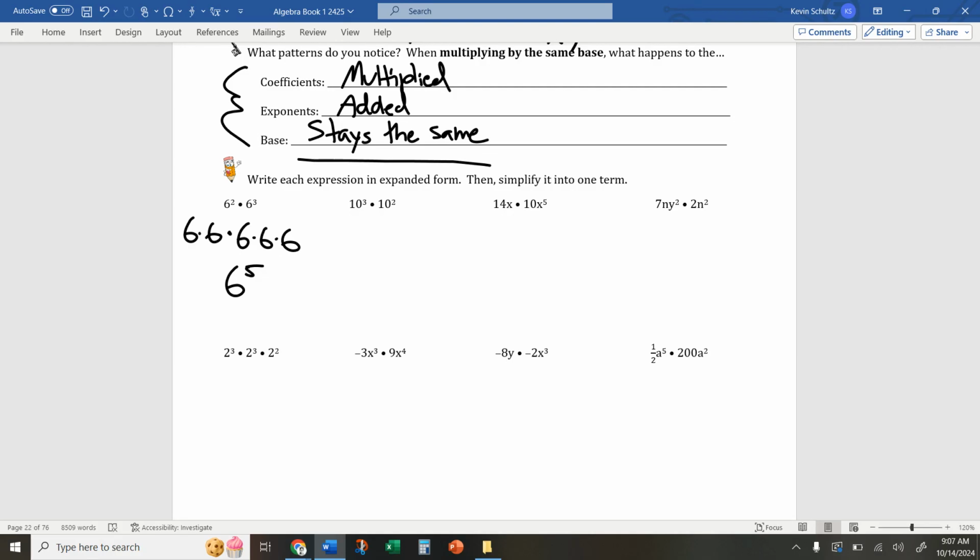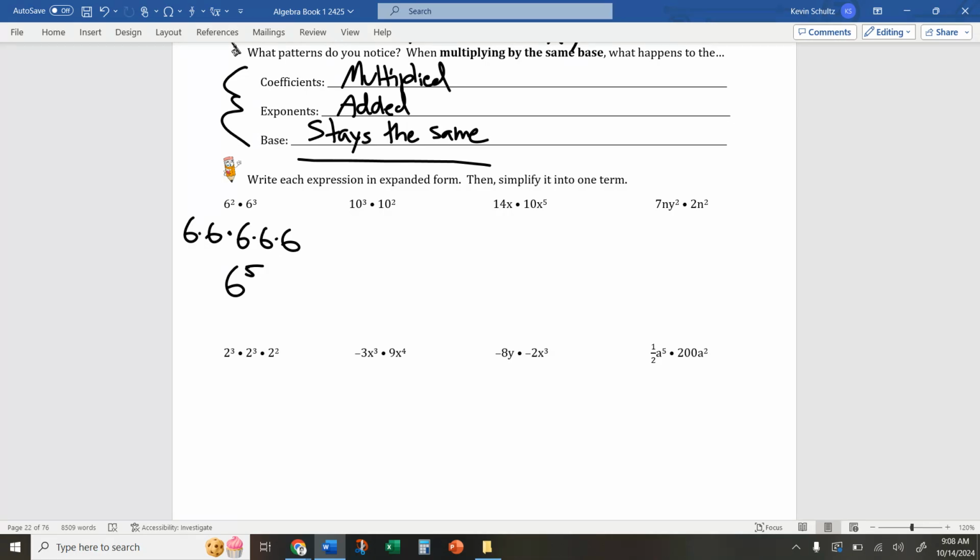Okay? So pay very close attention to when a number is a coefficient and when a number is a base. If it's a base, it doesn't change. Because if you did write 36 to the 5th power, there are no 36's here. We have 5 6's, not 5 36's. Okay? So this is where expanded form can be helpful.